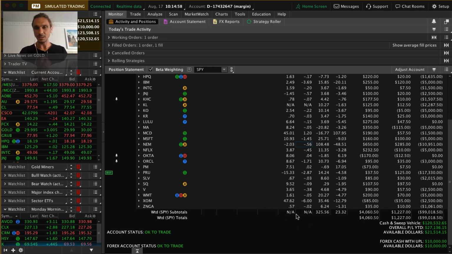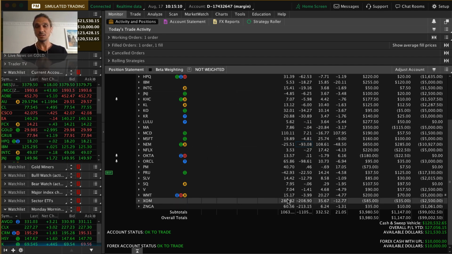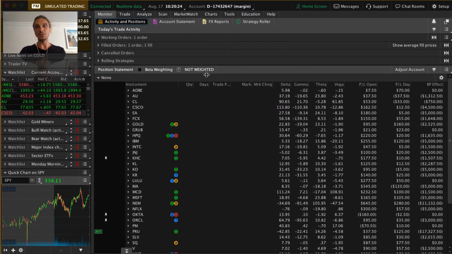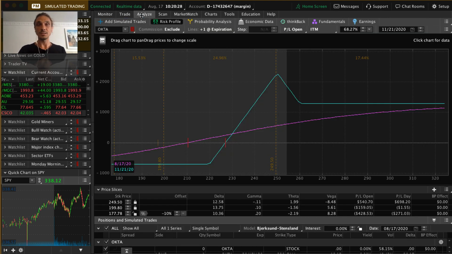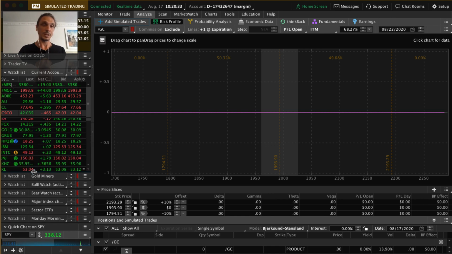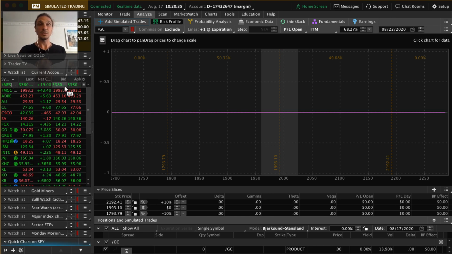You can see that the beta weighting is not really working right now. That's because of this KL position, which has NA in here, and that destroys the whole calculation. So I'll just take it away for now, so you can see that the portfolio is quite bullish. I will move very quickly just to see what we have in the portfolio, and I will go to the Analyze tab and jump through all of our positions and talk about the interesting ones.